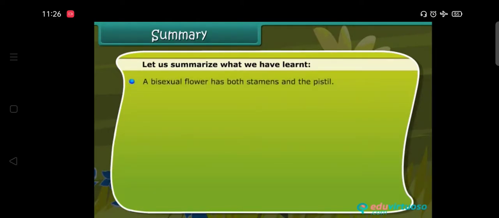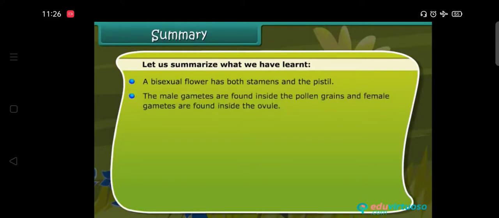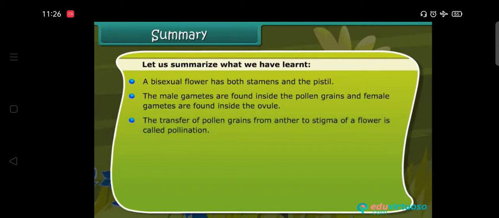A bisexual flower has both stamens and the pistil. The male gametes are found inside the pollen grains and the female gametes are found inside the ovule. The transfer of pollen grains from anther to stigma of a flower is called pollination. Pollination is of two types, self-pollination and cross-pollination.